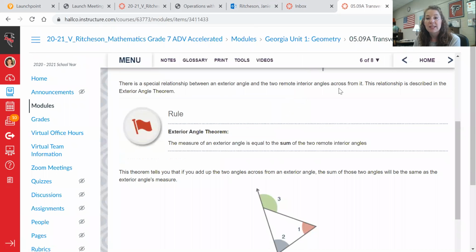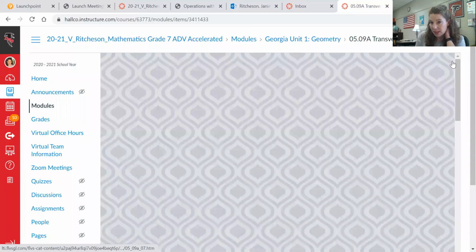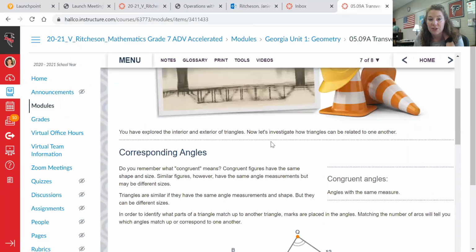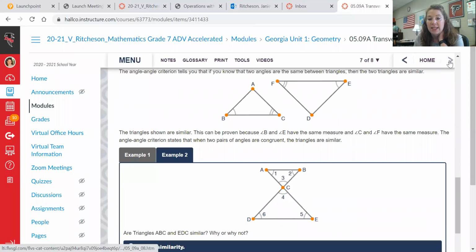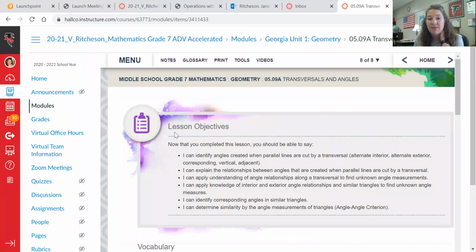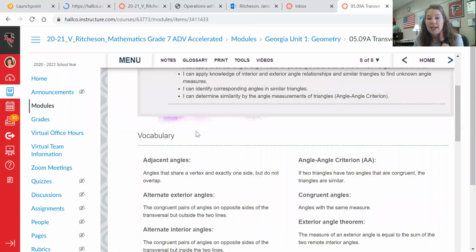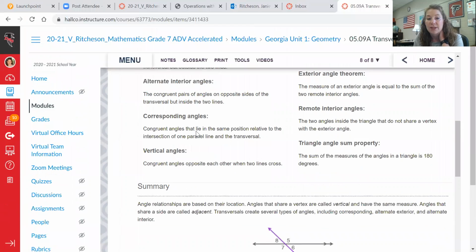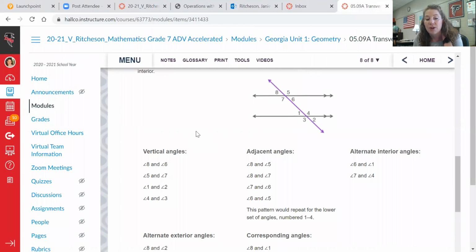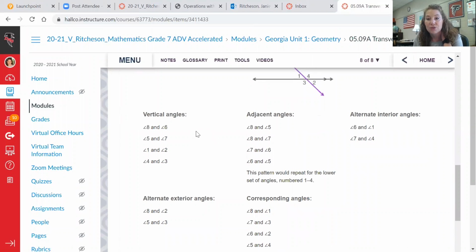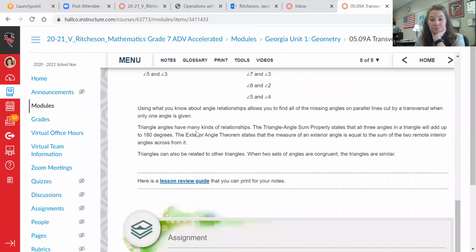So you definitely need to review a lot of vocabulary, so make sure you are engaging and reading and understanding. And finally, you're checking your lesson objectives. There's a lot of vocabulary, so make sure you're looking at all that. It gives you examples of all of the different types of angles you should be able to identify.